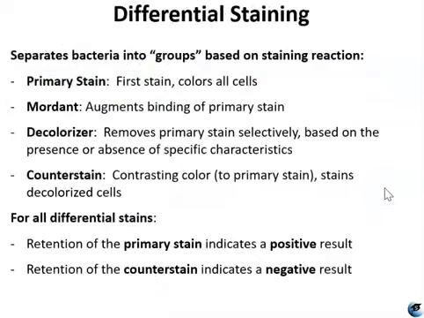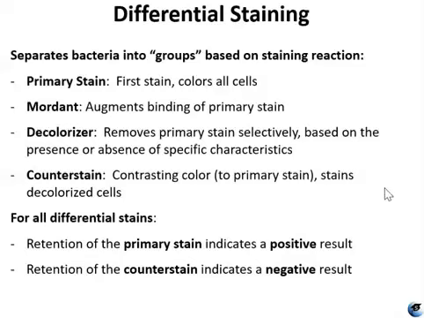Simple and negative stains both require only one dye, and it's essentially one step. But differential stains are going to require multiple steps, and they're used in order to separate bacteria into different groups based on what they look like after all of the steps are complete.